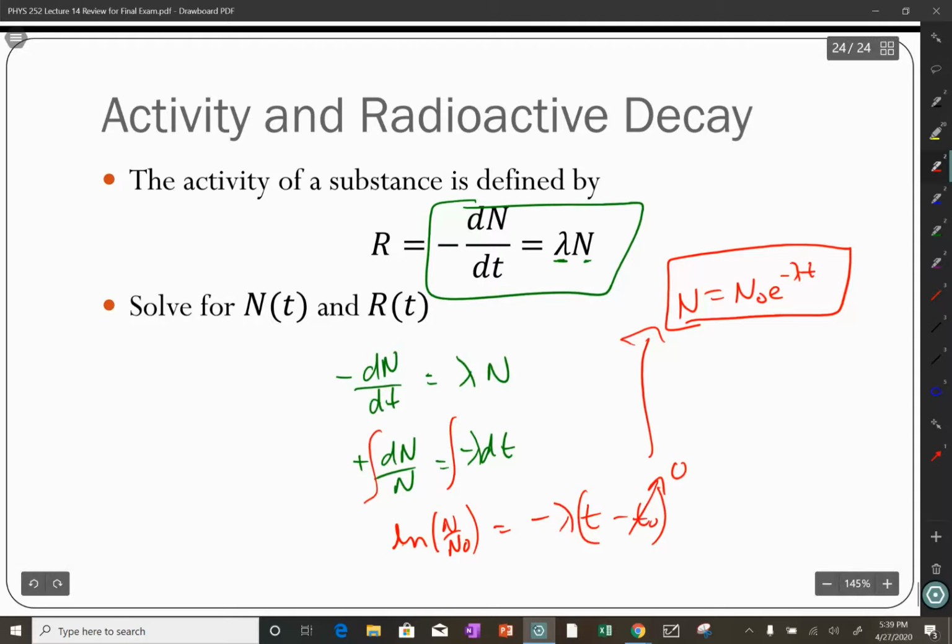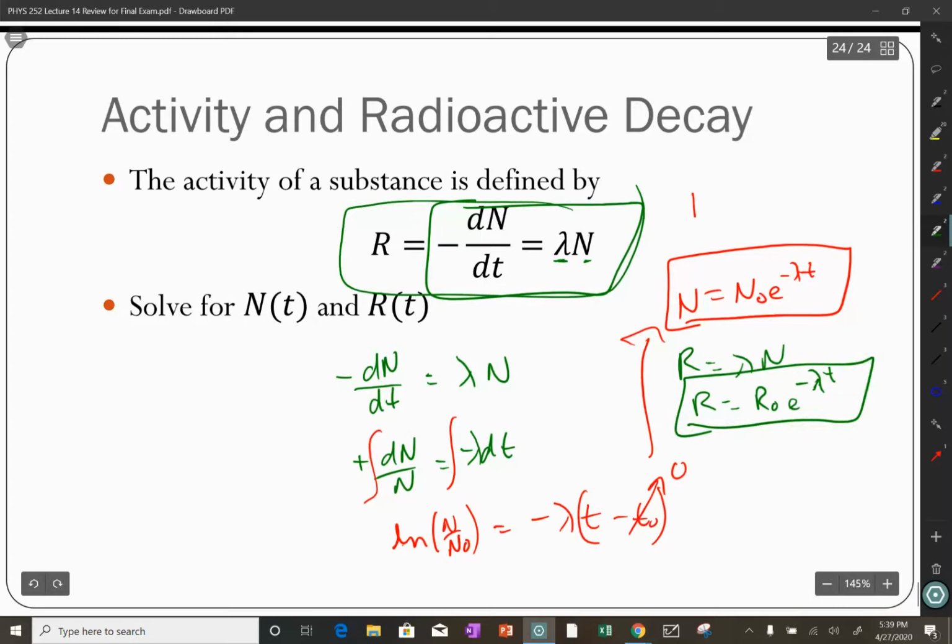And then using this relationship that R equals lambda N, then R equals R0 e to the minus lambda t. And so you should be able to get those equations from this starting condition. Now, that's it for our review.